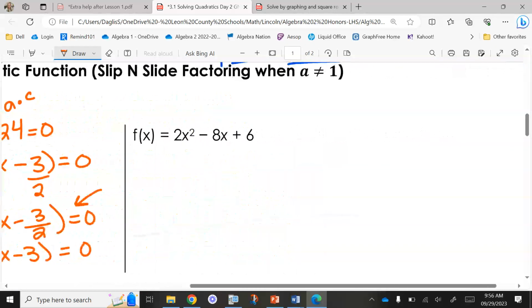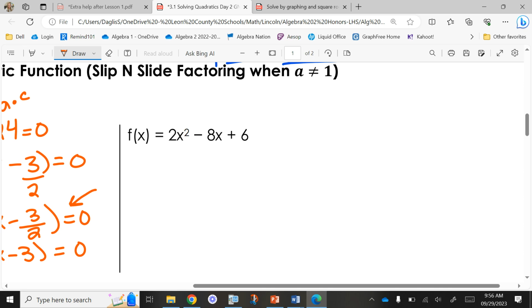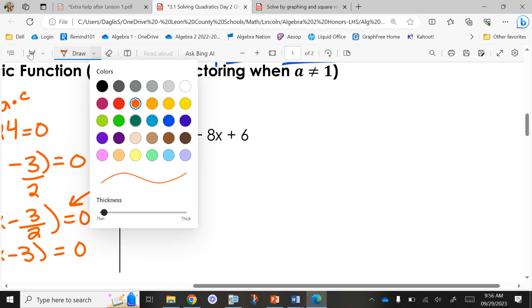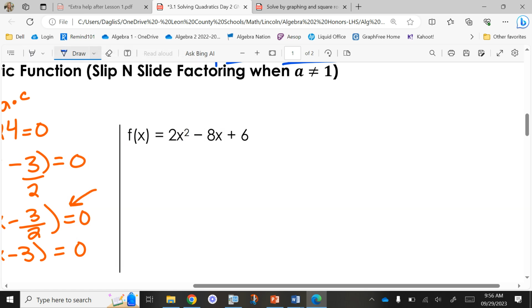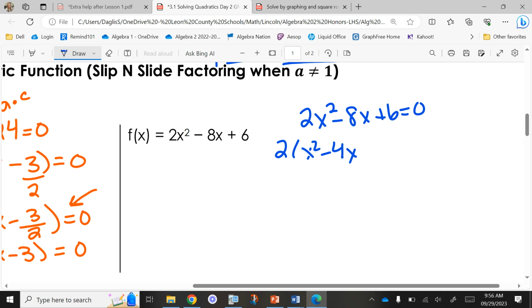All right, my next one, 2x squared minus 8x plus 6. I could just get rid of the 2. But before any of that, I have to do what first? You have to make it equal to 0 first. Okay, so if you do recognize a GCF, use it, okay? You can factor out the 2. And then we have x squared minus 4x plus 3.